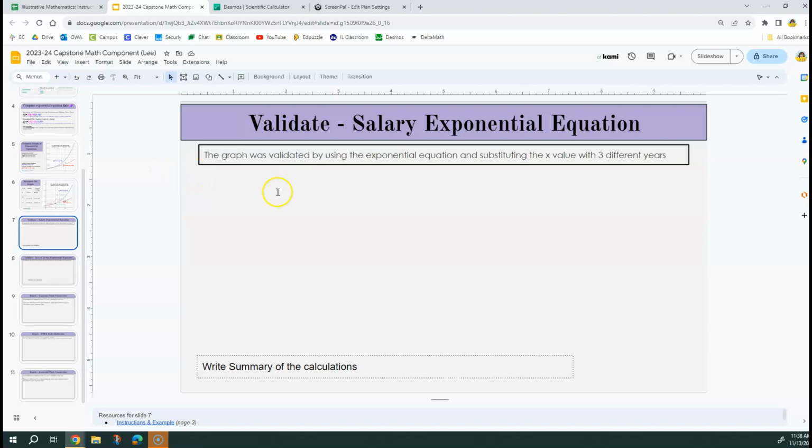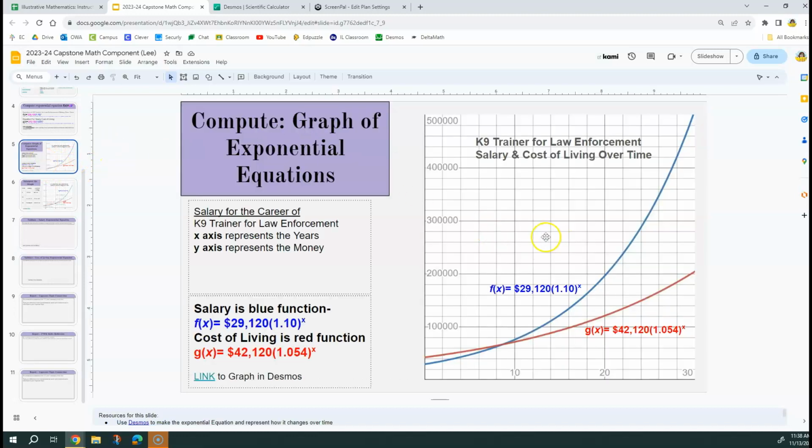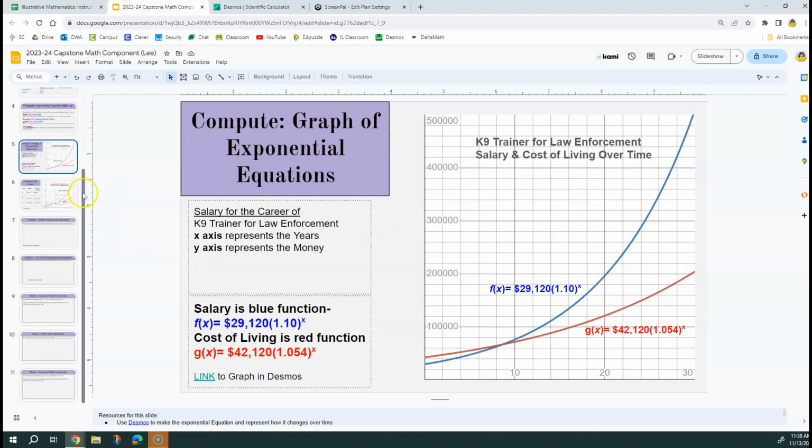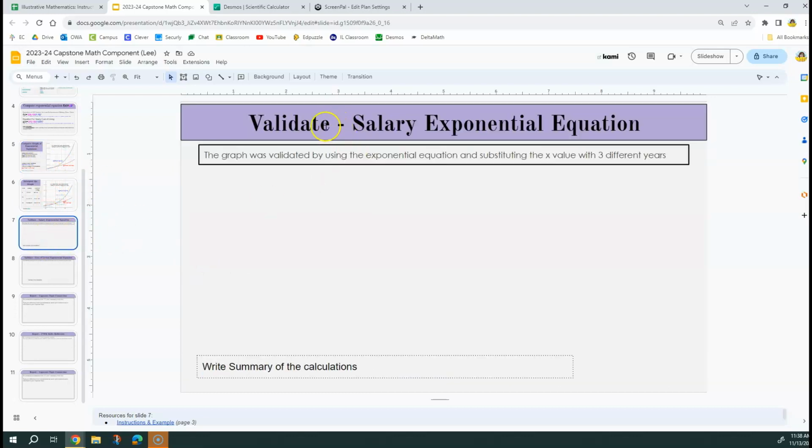So the purpose of this slide and the next slide is to validate the numbers that we got for both of the graphs and the table that we produced in slides 5 and 6. So this slide 7 is for validating the salary exponential equation. And honestly, this sounds very complicated. It's really not.